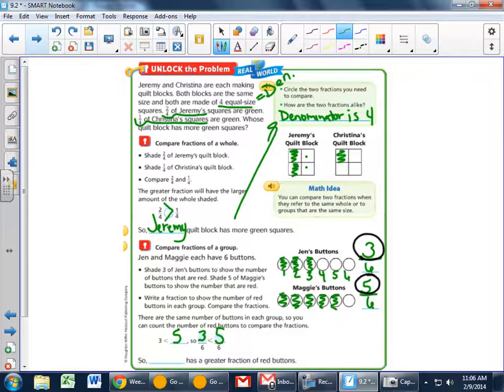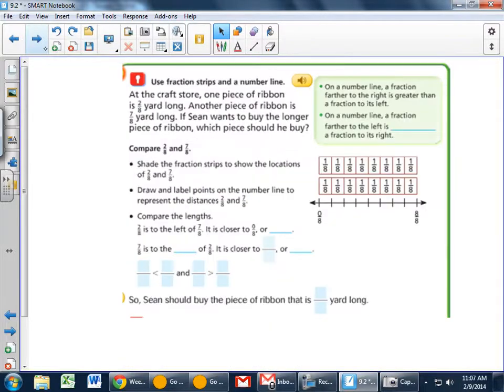So who has the greater red buttons is Maggie. Okay, that goes back to what I was just saying right before we started this problem: when your denominators are the same, you only have to compare your numerators. So that's what they're having you do first with that comparing of 3 is less than 5. You were looking at your numerator piece. Comparing fractions is pretty simple when you do have the same denominator.